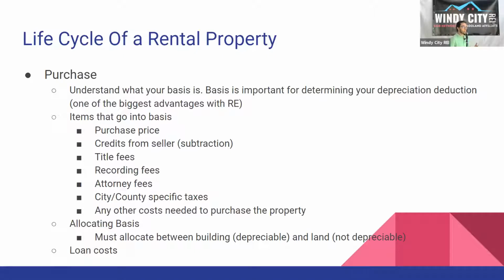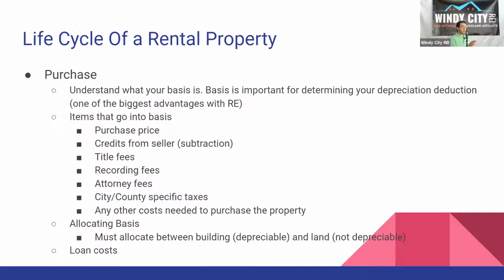So the items that go into basis: purchase price, credits from your seller, which would be a subtraction, title fees, recording fees, attorney fees, any city or county fees. And within the city of Chicago, there's a city of Chicago transfer tax, which is pretty sizable. And then any other costs that you need to purchase the property, like scoping your sewer lines. Or for instance, I had to go to the title company, so I put my parking of like $20 on there. So it could be a big expense, or it could just be a small expense, but any due diligence expenses for that property would be good.